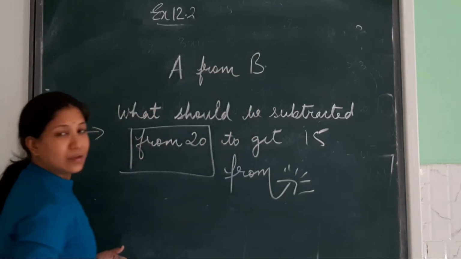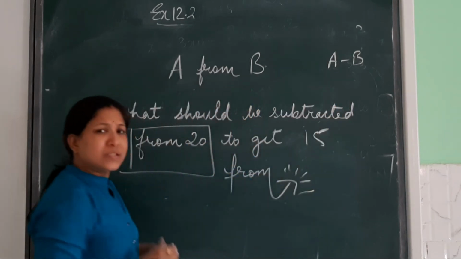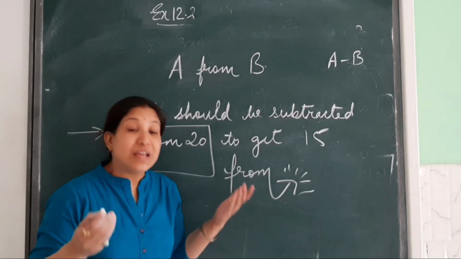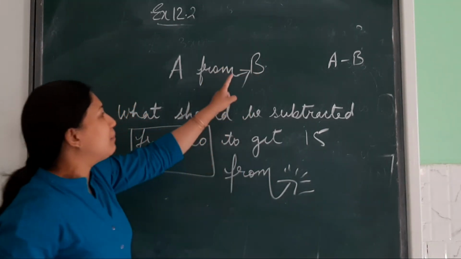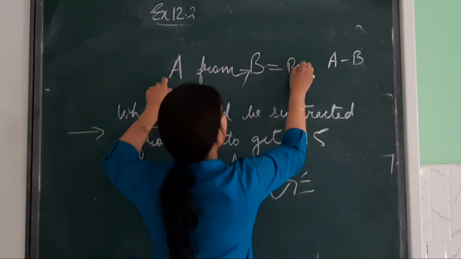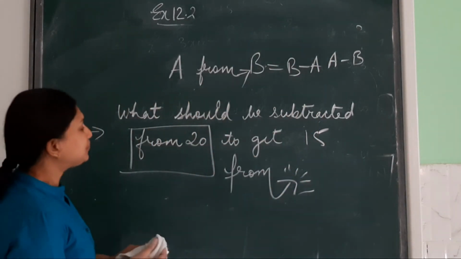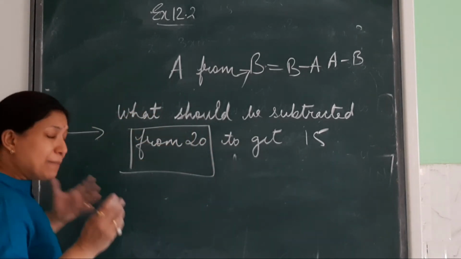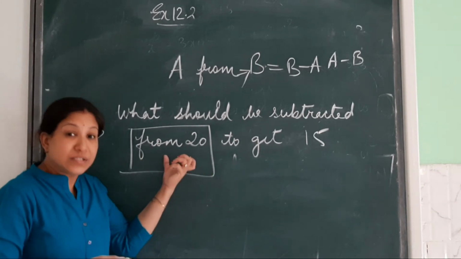A from B. So from means minus. Some may do A from B, but will my children do? No. Why will they not do? Because from B, the magical tail is pointing to B. That means from B you have to subtract A. Understood? So here one thing is clear, that if it is asked what should be subtracted from, meaning from what are we subtracting? From. It has to be reduced from this, subtracted from this.